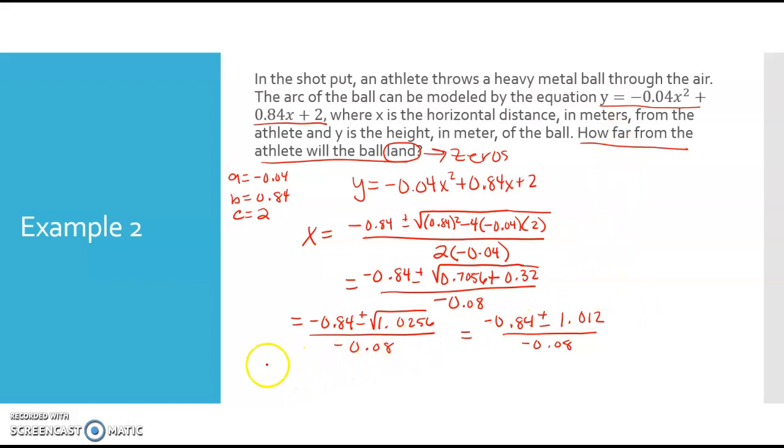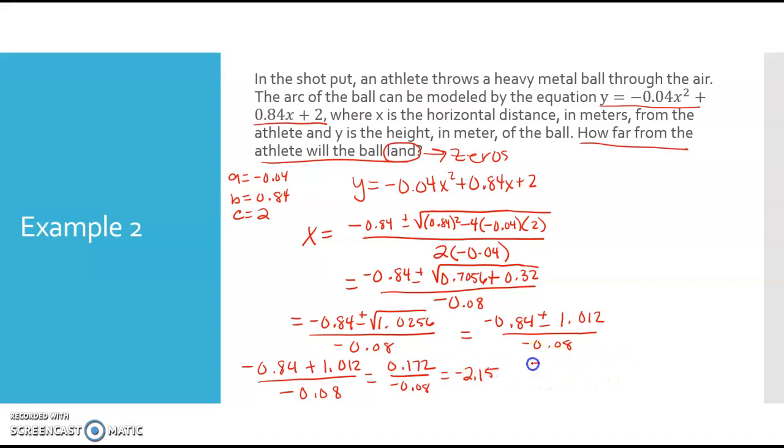So I'm going to have negative 0.84 plus 1.012 divided by negative 0.08. Sorry, I've got a fly bothering my face. I'm going to go ahead and finish this one out. So when I add those together, my numerator becomes 0.172 divided by that negative 0.08, which gives us approximately negative 2.15.